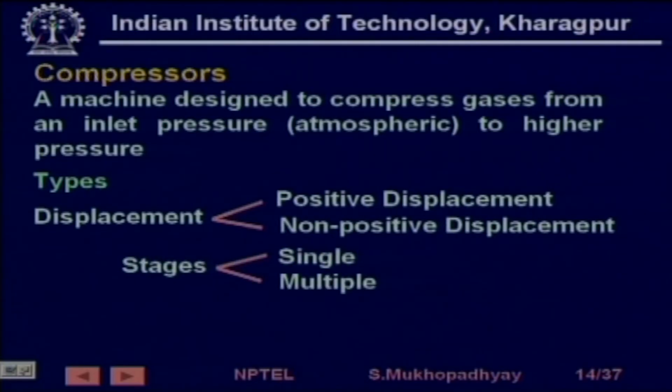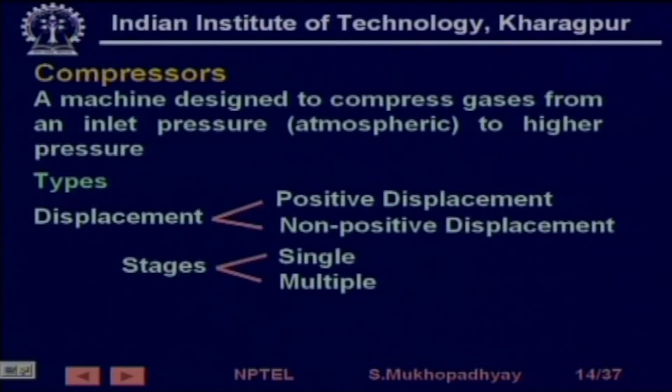The other kind is non-positive displacement, which is basically centrifugal type, essentially fans and blowers, which are typically used when you need large volumes of air, but not at such high pressure. So, typically for high pressure, positive displacement type compressors are used. If you want to convert to a very high pressure, something like 600, 700, 800, 1000 psi, then you often need to do it in multiple stages.